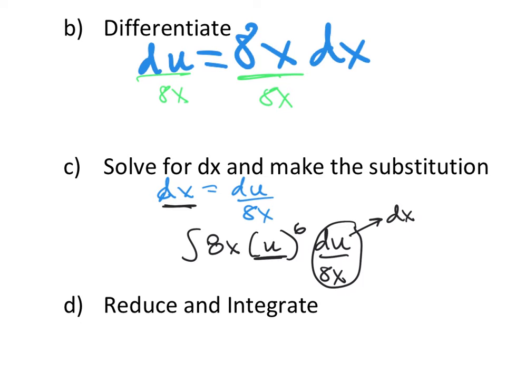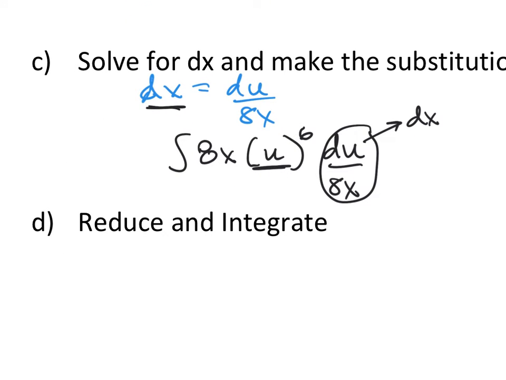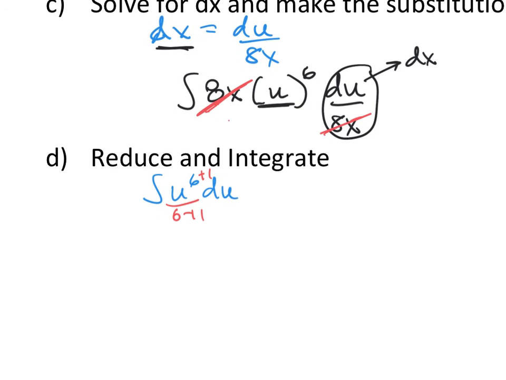So if you take a look, our whole idea here, you guys, is to eliminate these x's and just have things in terms of u, which is a little bit more straightforward way of integrating. So we have that 8x in the numerator, that 8x in the denominator, and that goes to 1. So we are left with this function that we need to take the antiderivative of. Now this is just the power rule, which is one of our rules that we have learned.